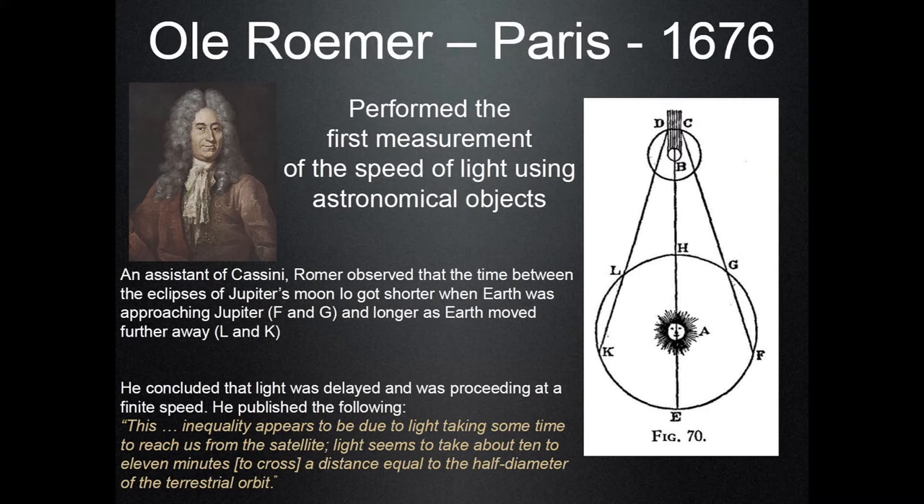In 1676, he used the moons of Jupiter and especially Io, and the fact that they had different durations, depending on whether the motion of the Earth was approaching or receding from that other planet. And that implied, in fact, a different light path. So he concluded with this sentence, though he did not provide apparently an actual number: this inequality appears to be due to light taking some time to reach us from the satellite. Light seems to take about 10 to 11 minutes to cross a distance equal to the half diameter of the terrestrial orbit. And that's what he published officially.